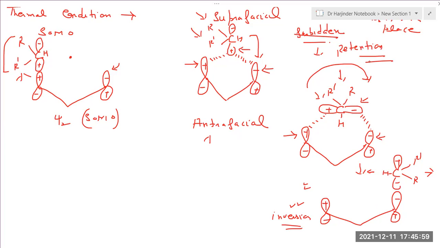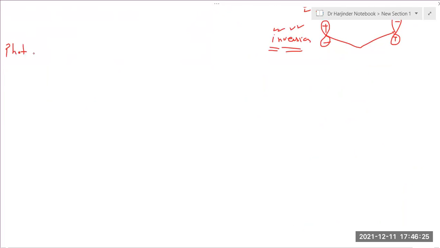Okay. So under thermal condition, we have seen in 1,3 sigmatropic rearrangement reaction in suprafacial manner, reaction is forbidden. But if it takes place by retention in configuration, antarafacial reaction is geometrically forbidden. But if it takes place with inversion in configuration, then it is allowed. Now let us see photochemical reaction.